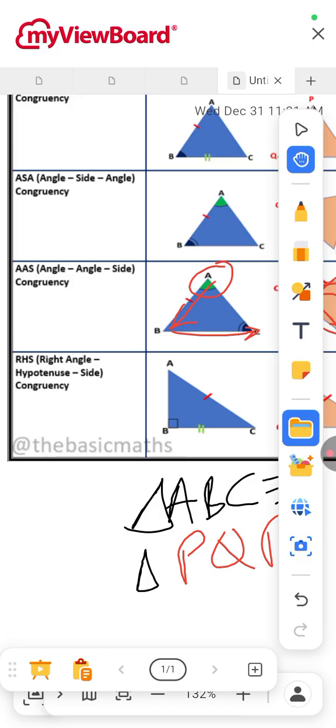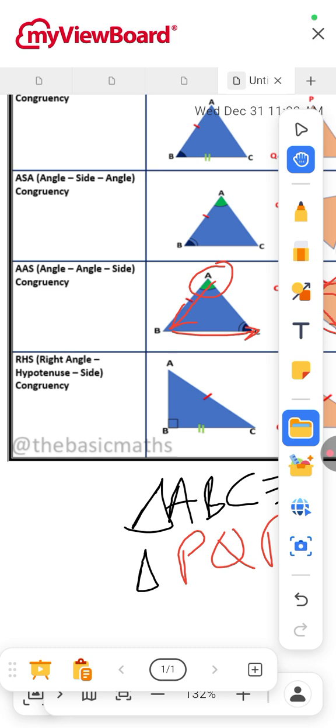Then the fifth one is specifically for right angle triangles. That's if I have two or more right angle triangles. So let's say I have two right angle triangles. How will I know if the two triangles are congruent? The congruency condition to look out for is RHS congruency, which R stands for right angle, H for hypotenuse, and S for corresponding side, meaning both triangles must have right angle.